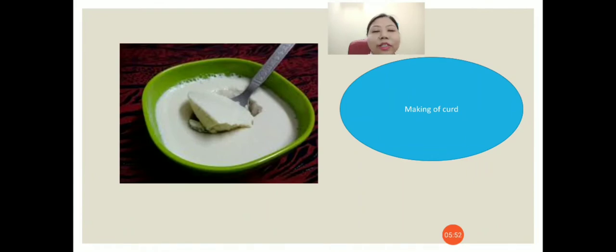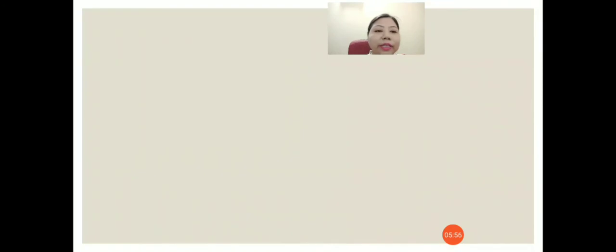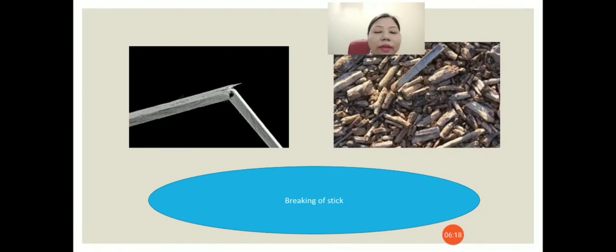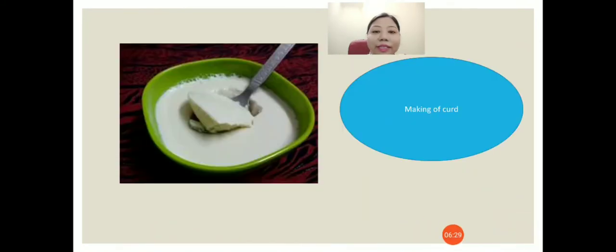Now as we had discussed these changes, you can see in the burning of paper that after the paper is burnt, it changes into ash, and the change is permanent. We cannot get back the paper again. In this case also we see that after breaking the stick, we cannot join the small pieces of stick again to get a long piece. Even in this example, once milk is converted into curd, it is a permanent change. Yes, now we can classify change into permanent and temporary. Some changes are temporary and some changes are permanent.